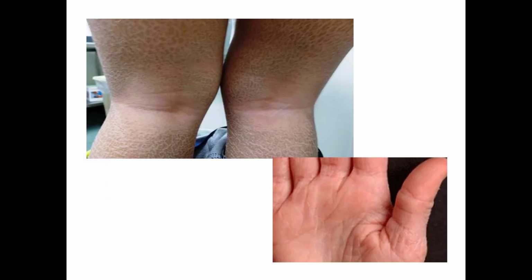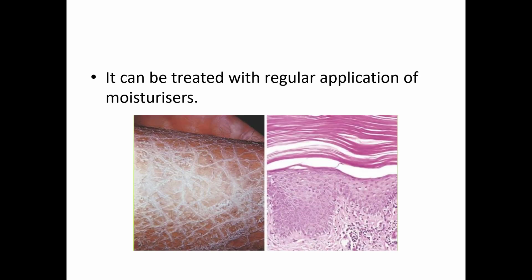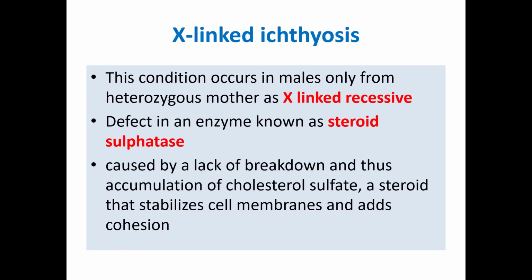This is a limb showing the polygonal scales attached at the center and free at the periphery. And characteristic here is the sparing of the popliteal fossa. This hand here shows some mild hyperkeratosis due to associated atopic dermatitis manifestations. Again, the biopsy will be showing hyperkeratosis.